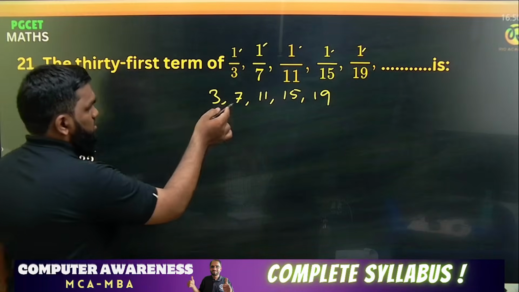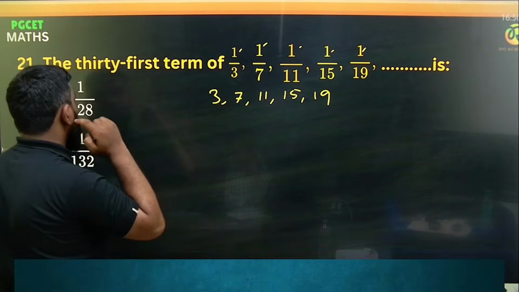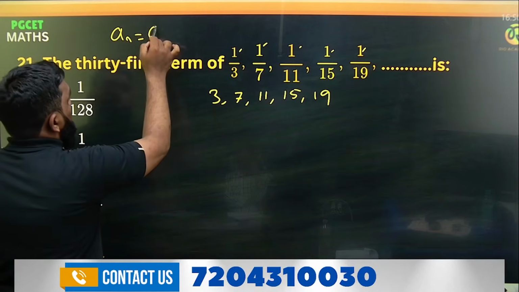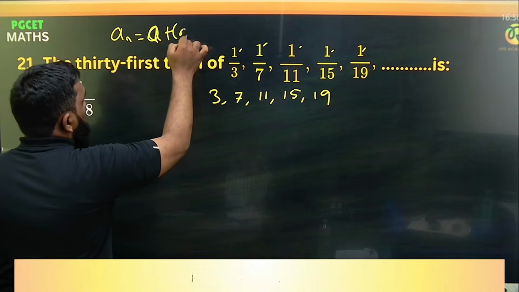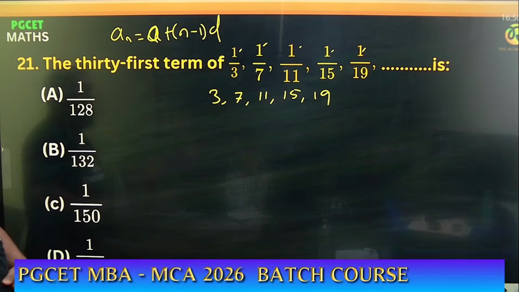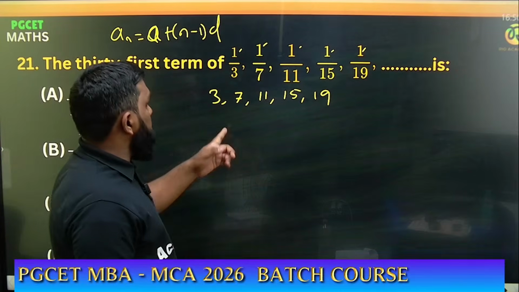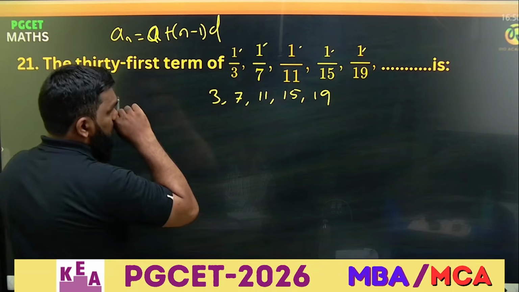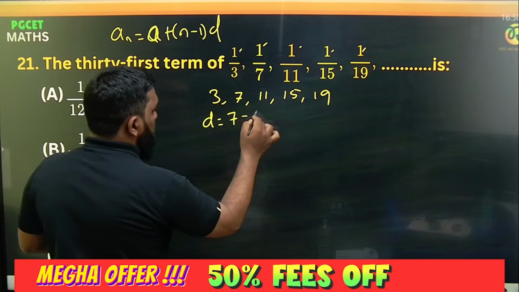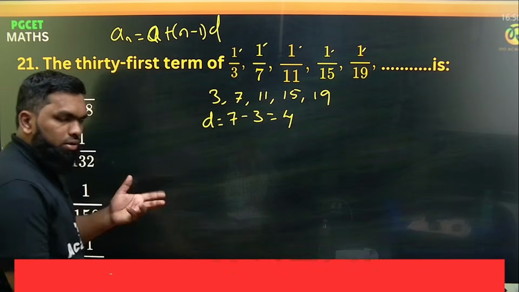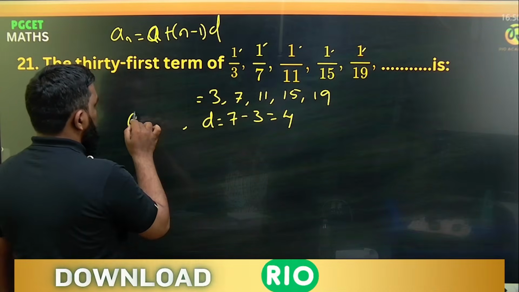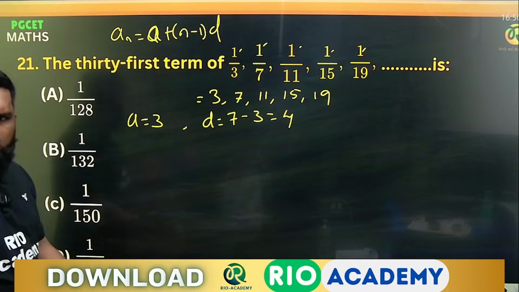Second term minus first term. For the 31st term, which formula do we apply? an is equals to a plus n minus 1 into d. We have to apply arithmetic progression. First we need to find D. What is D? 7 minus 3 is equals to 4. D we have. A is the first term, that is 3.